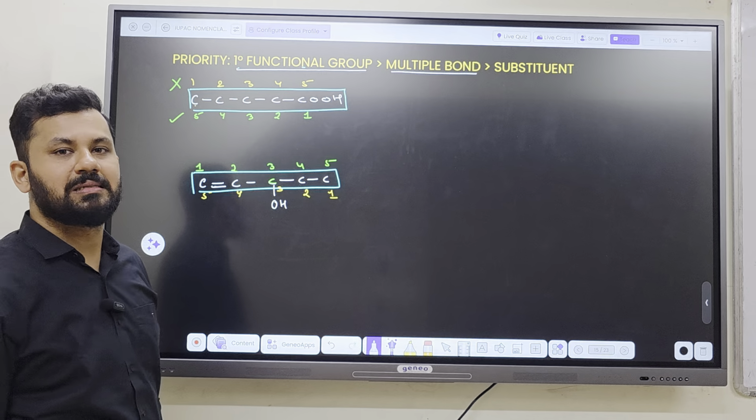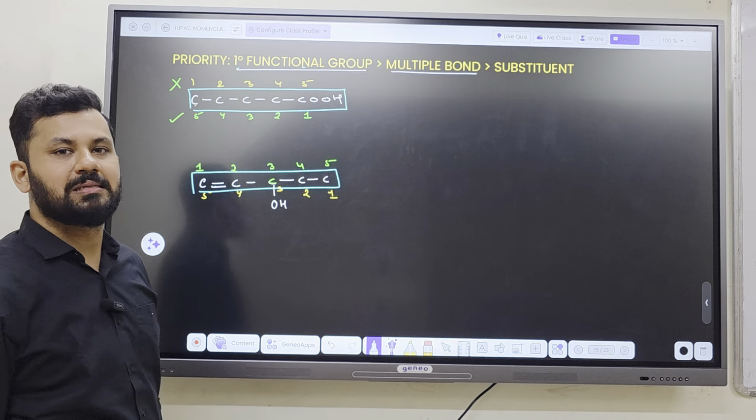At this point, we don't distinguish between double or triple. For us, they are simply multiple bonds. So multiple bonds are present at position 1 and at position 3. So we say that the set of locants is 1, 3. If we go the other way around, then we shall start numbering them like this. That is, multiple bonds are present at 3 and at 5.